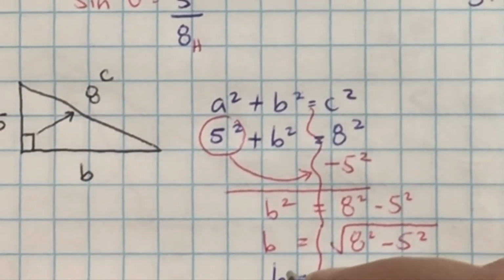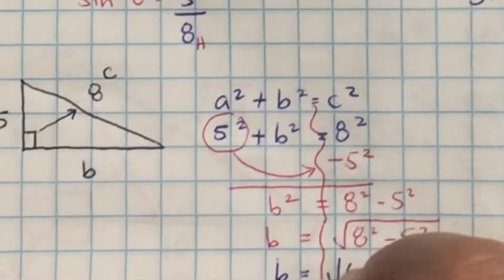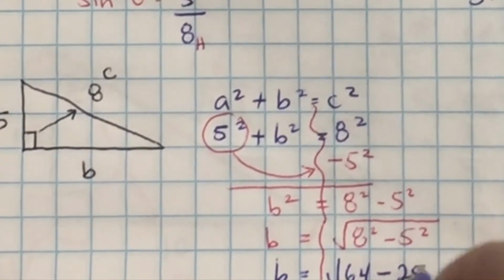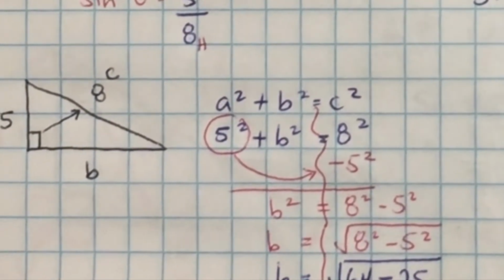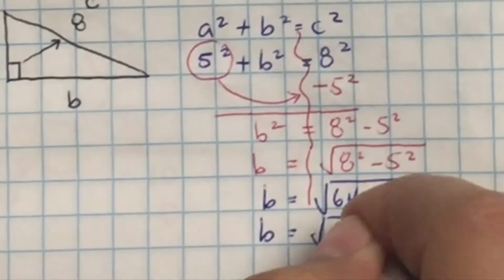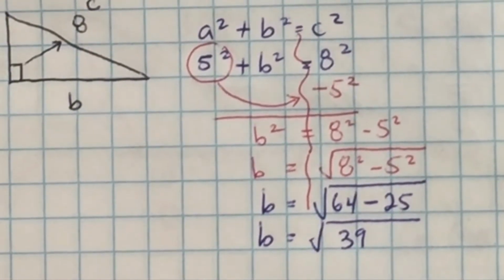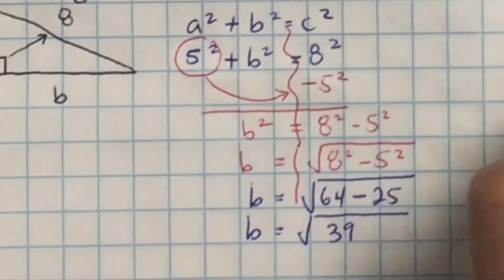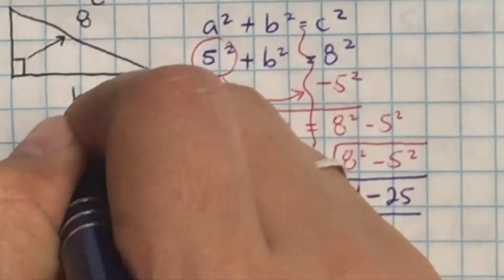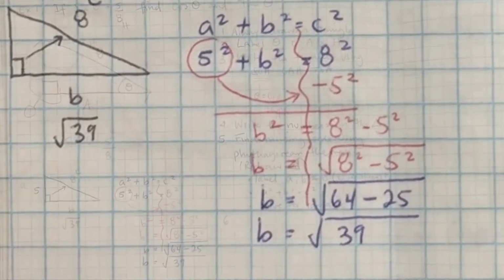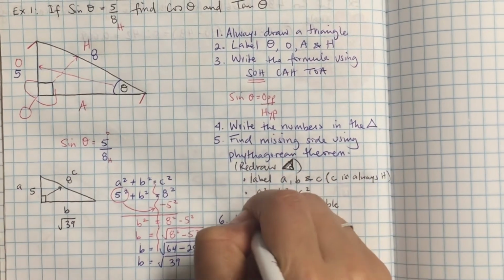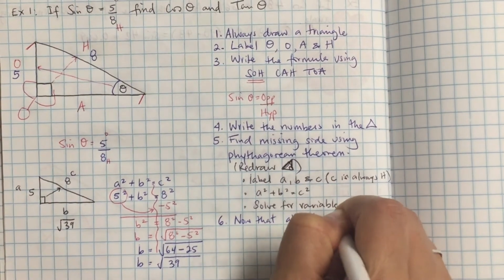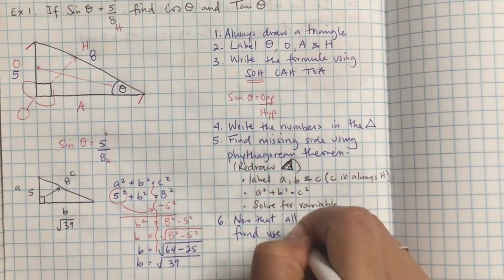What's 8 squared? 64. 5 squared is 25. So 64 minus 25. 64 minus 25 is 39. So radical 39 is what I have, and if I put that in the calculator, I get a decimal. So I'm going to leave it as radical 39. Write down radical 39 where B is now, and do that on your original triangle as well. Now that I have the third side, the rest of it is really easy. Step 6: now that all sides are found, use Sohcahtoa to answer your question.